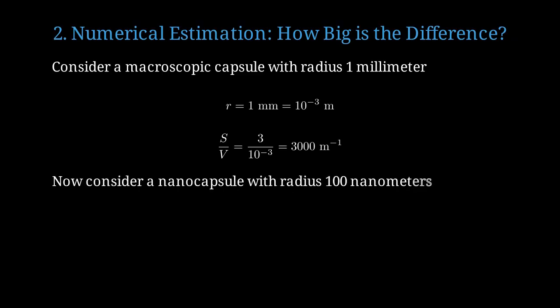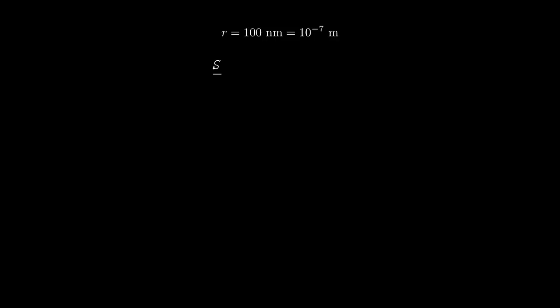Now let's consider a nanocapsule with radius 100 nanometers, which is typical for drug delivery systems. That's 100 nanometers, or 10 to the minus 7 meters. The surface-to-volume ratio is now 3 times 10 to the 7 per meter. That's 30 million per meter.